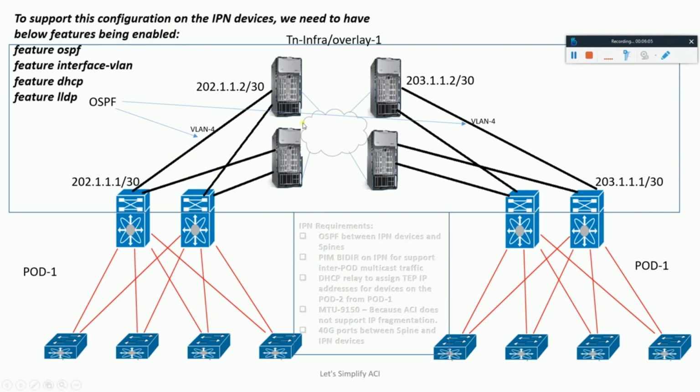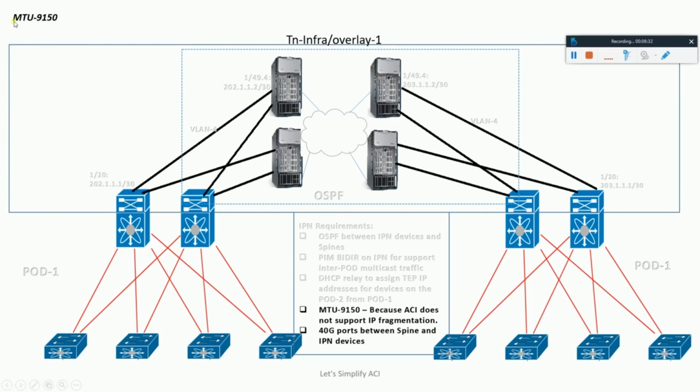And now, because this is a Nexus device, we all know that we need to enable specific features if we are trying to use that particular feature in the Nexus devices. So to support the configuration on the IPN devices, we need to have OSPF enabled, interface VLAN enabled, DHCP enabled, and LLDP enabled. We all know what the function of these features are.